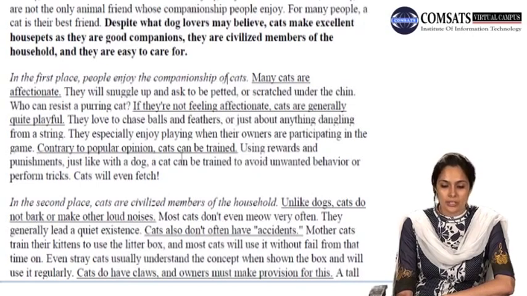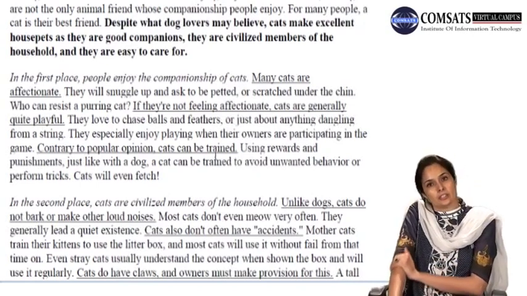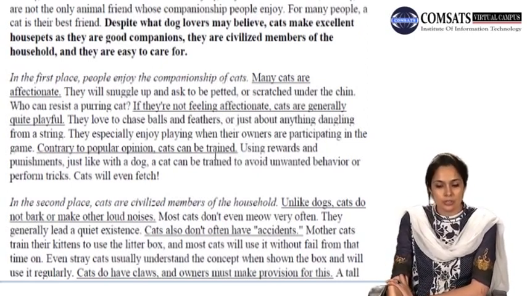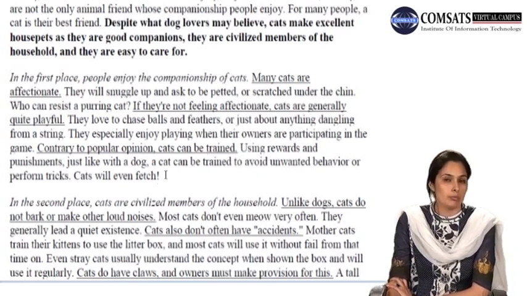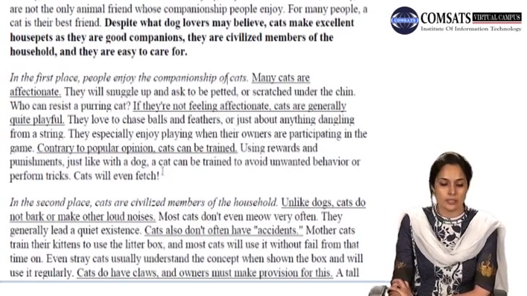Contrary to popular opinion, cats can be trained. People maybe believe that cats cannot be trained as compared to dogs, but cats can be trained. Using rewards and punishments just like with a dog, a cat can be trained to avoid unwanted behavior or perform tricks. Cats will even fetch. Now this again is something new, because with dogs we usually throw something away and they go and get it back for us, and cats can also do that.